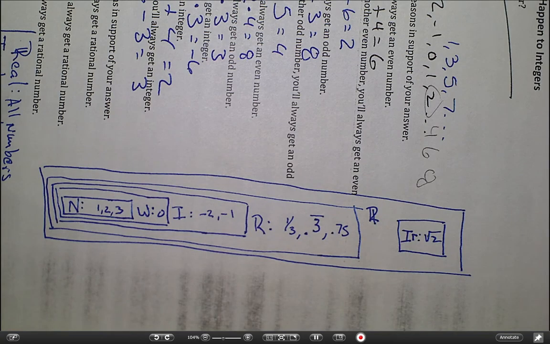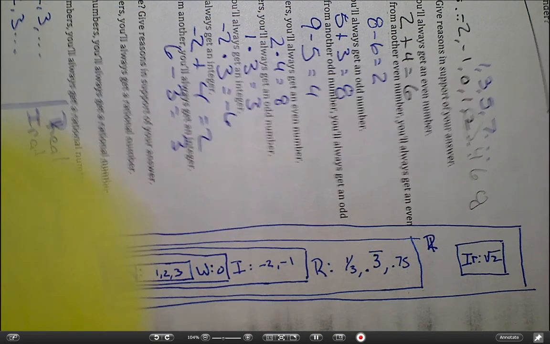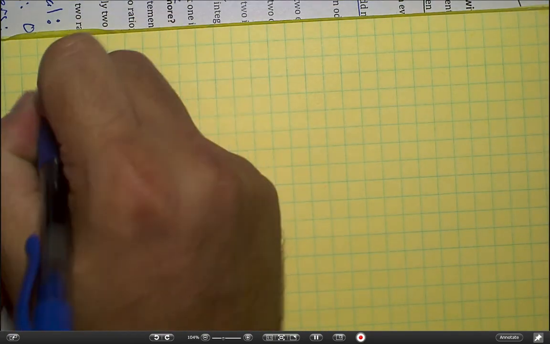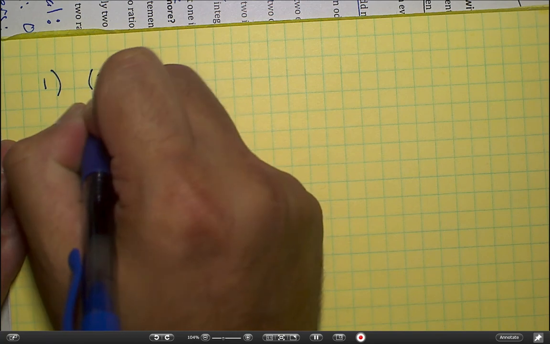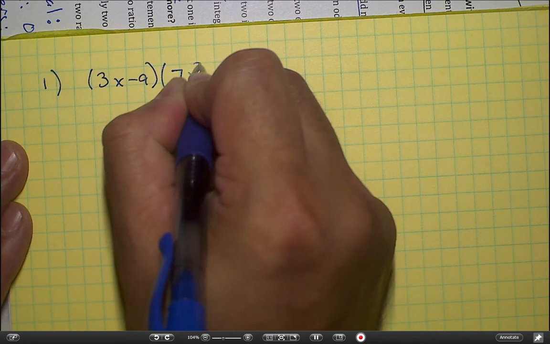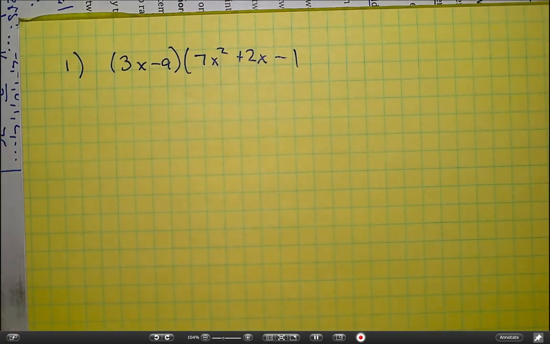All right, so now this is what we're going to do. The paper you have underneath your notes, we're going to do some more distribution. You're going to write on the paper on page 31. The problem that we did for our warm-up was 3x minus 9 and 7x squared plus 2x minus 1. This is what we did on our warm-up, right? Say yes.